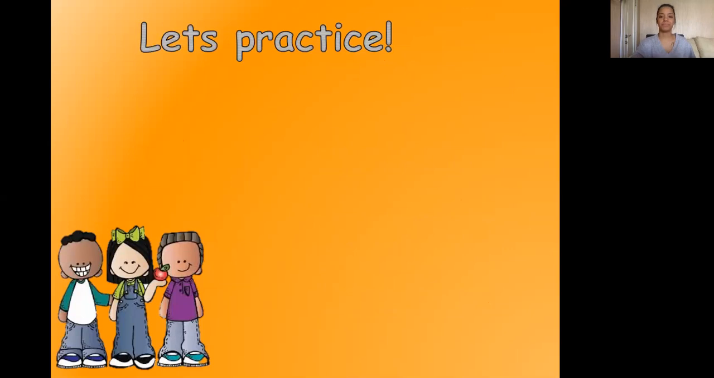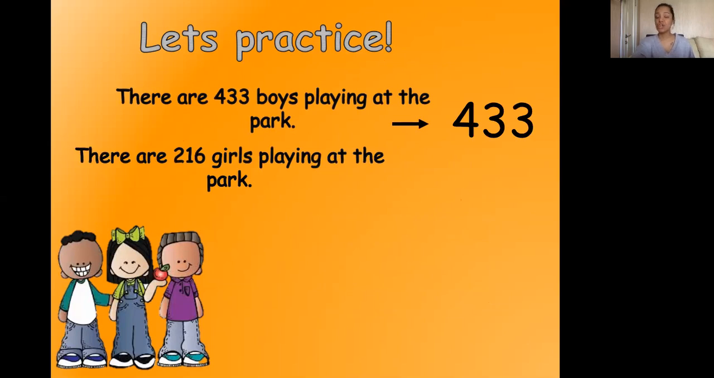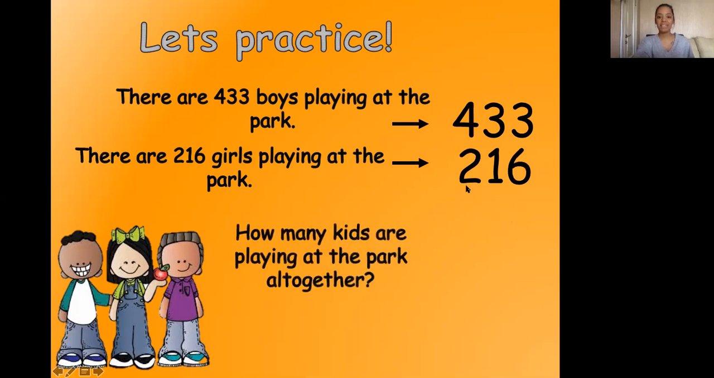So here we go. There are 433 boys playing at the park. You're going to write 433. There are 216 girls playing at the park. You write 216, but you are going to write it directly under the place value, okay? Once you do that, it's how many kids are playing at the park all together, okay? And we have our plus, okay? With that, we know that we can go ahead and plus these numbers together. To make it easier, remember to use the place value, okay?